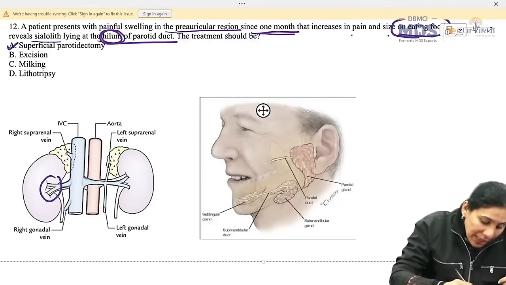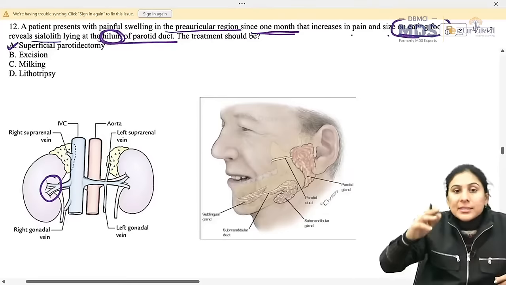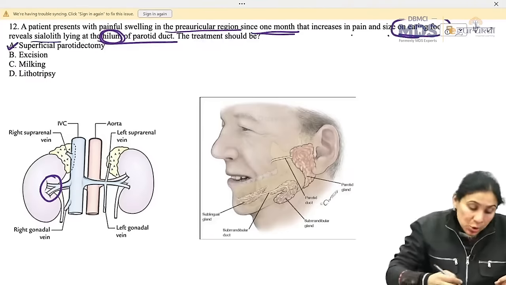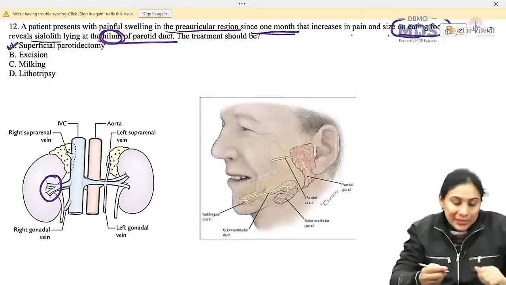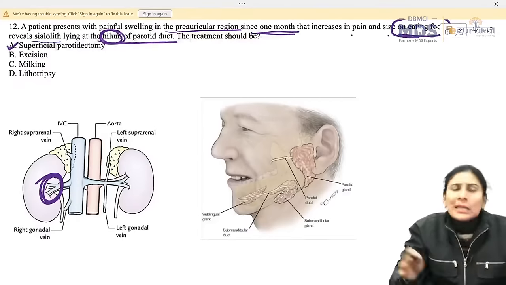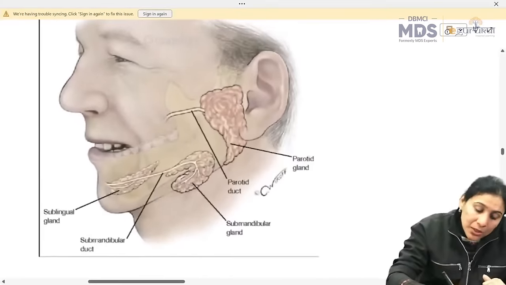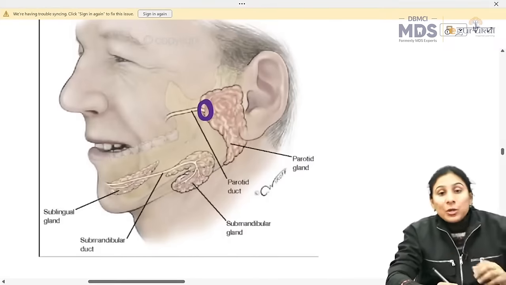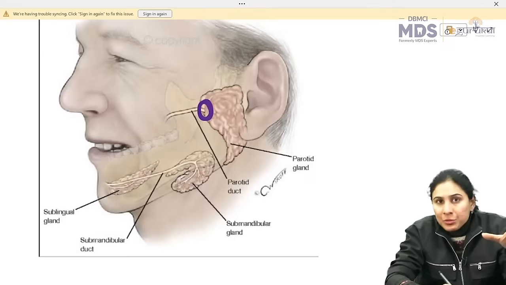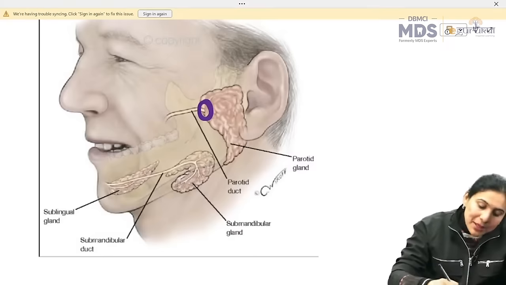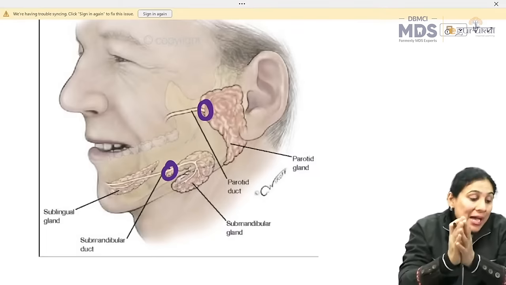This is the hilum of the kidney, where the renal artery is entering, the renal vein is exiting, and the ureter is exiting. So, where all the tubes enter or exit a gland, any gland, that is known as the hilum of the gland. If we talk about the salivary glands, the area where the parotid duct leaves the gland is the hilum of the parotid gland. Similarly, the area where the submandibular duct leaves the gland is known as the hilum of the gland.